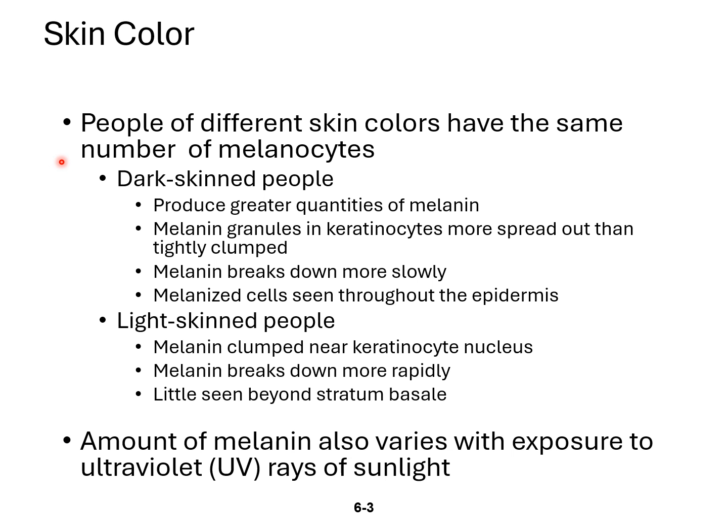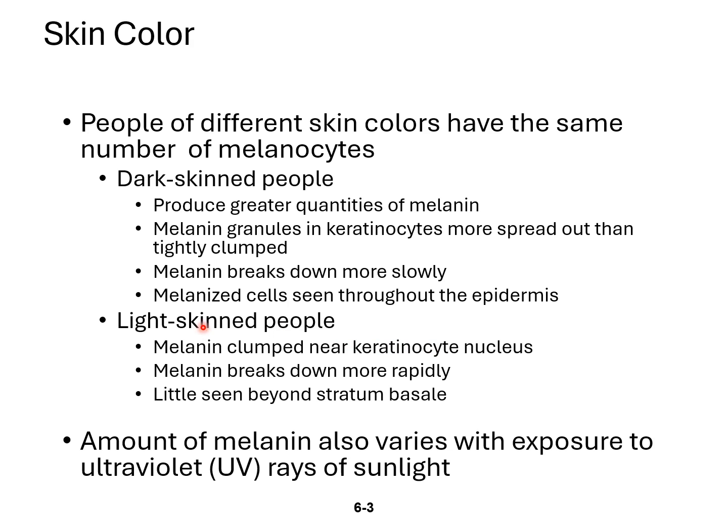Then you can have different types of skin color, dark skin versus light skin. It's very strange because both of them are going to have the same number of melanocytes. The only difference is the melanocytes in darker skin are going to create more melanin. Lighter skin doesn't create it as much. And most of the time when it does create melanin, it's going to be clumped. And that clumped near a keratinocyte nuclei, what happens is it looks more like a freckle.